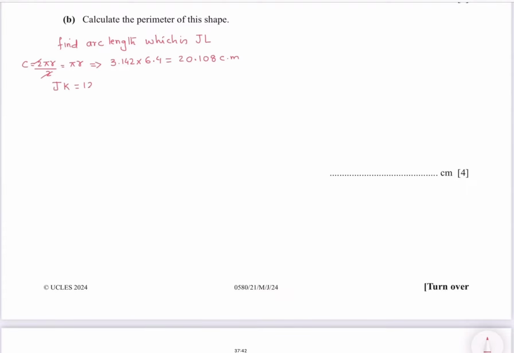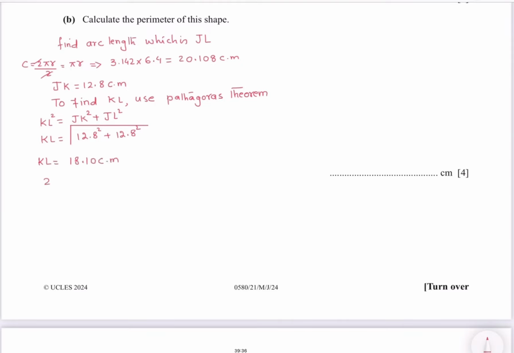Now comes JK, which is already given, 12.8 centimeter. Now to find the KL, use Pythagoras theorem. So KL square equals JK square plus JL square. KL would be 12.8 square plus 12.8 square whole under root. So KL would be 18.10 centimeter. Now add all of them, 20.108 plus 12.8 plus 18.10. So this is 51 centimeter.